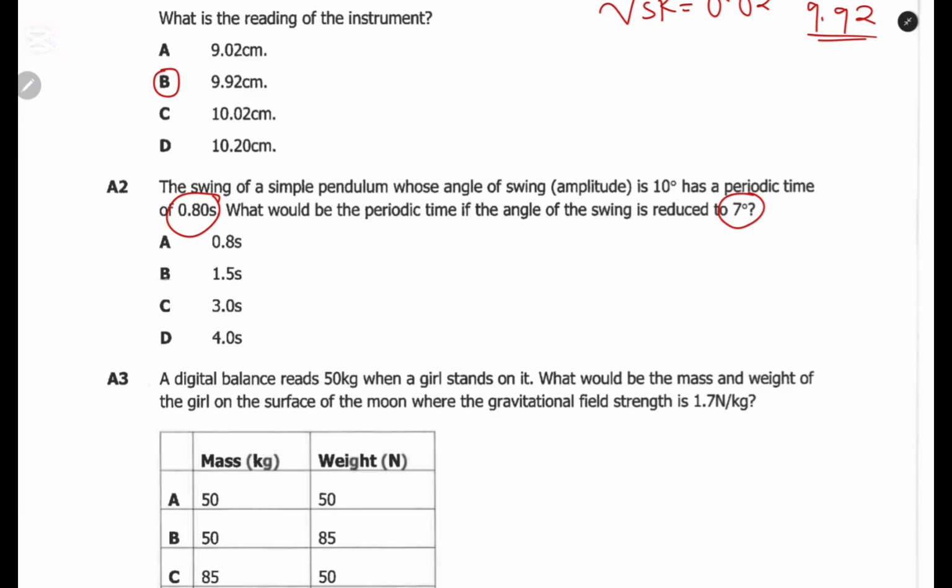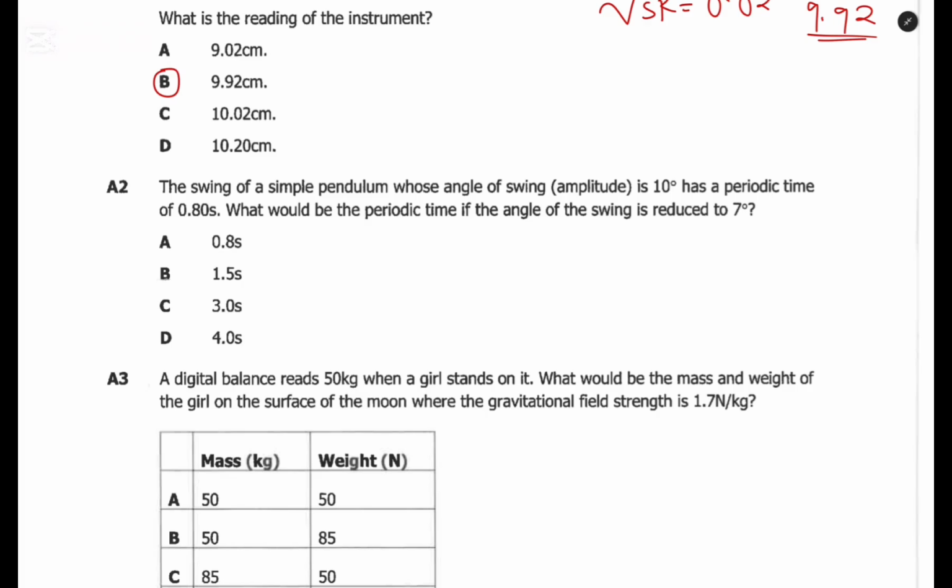Here, you don't even need to calculate anything. You just need to know the factors that affect the period of a simple pendulum: acceleration due to gravity and the length of the pendulum, and never the amplitude. The factors that do not affect it are the amplitude and maybe the size of the bob. Those do not affect the period of the simple pendulum; they are independent of the periodic time.